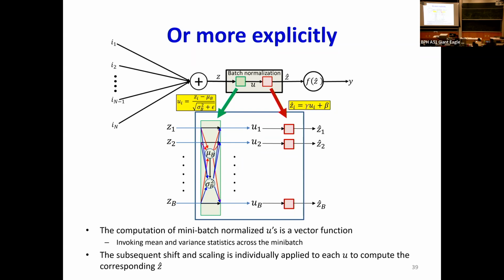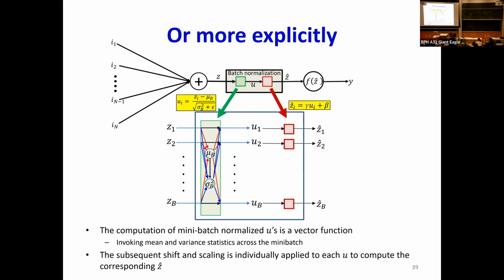And then once you have the z hat for the individual instances, the activation is just applied directly to the individual z hats. So actually, if you look closer, the z's are transformed first into the u's, which are the normalized version, and the u's are then scaled and shifted. So if you look at it carefully, the cross-instance interaction only occurs at the u level. It does not occur when you're converting from u to z hat.